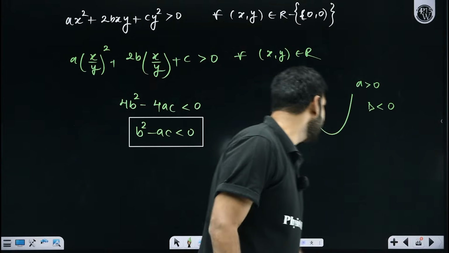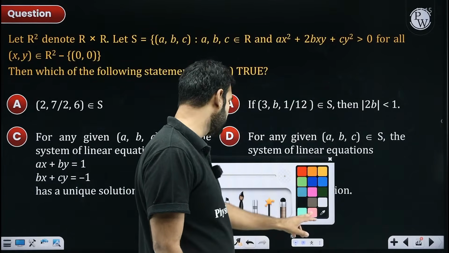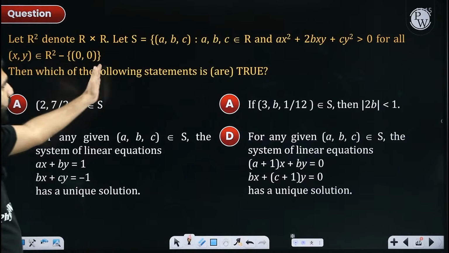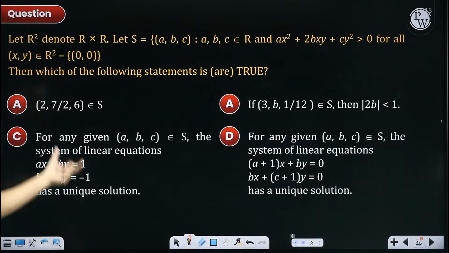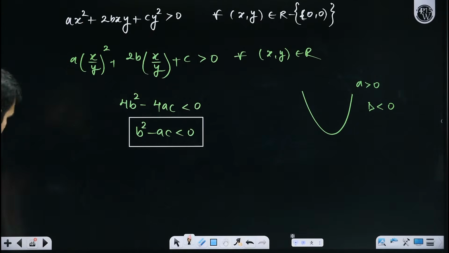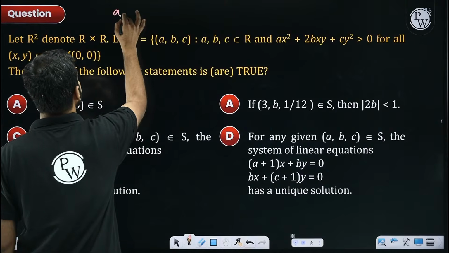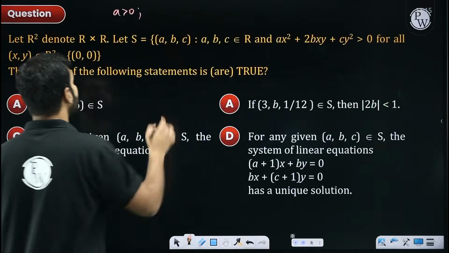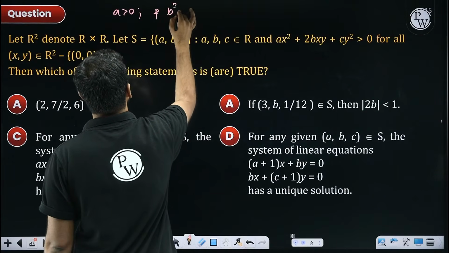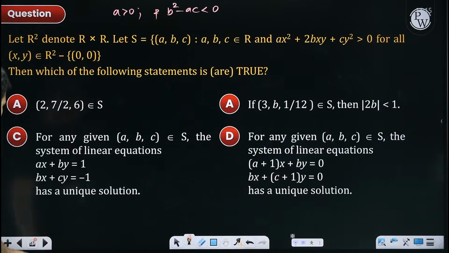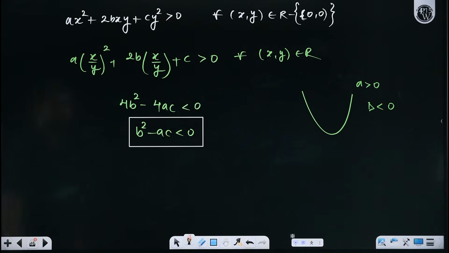Now with this, when I get back to the question, what am I told here? Which of the following statements is true or false? So let me go ahead with option 1, 2, 7 by 2, comma 6. The conclusion which we have brought here is that A will be positive. And the second conclusion is B square minus AC will be negative. Yes, these are the two conclusions.